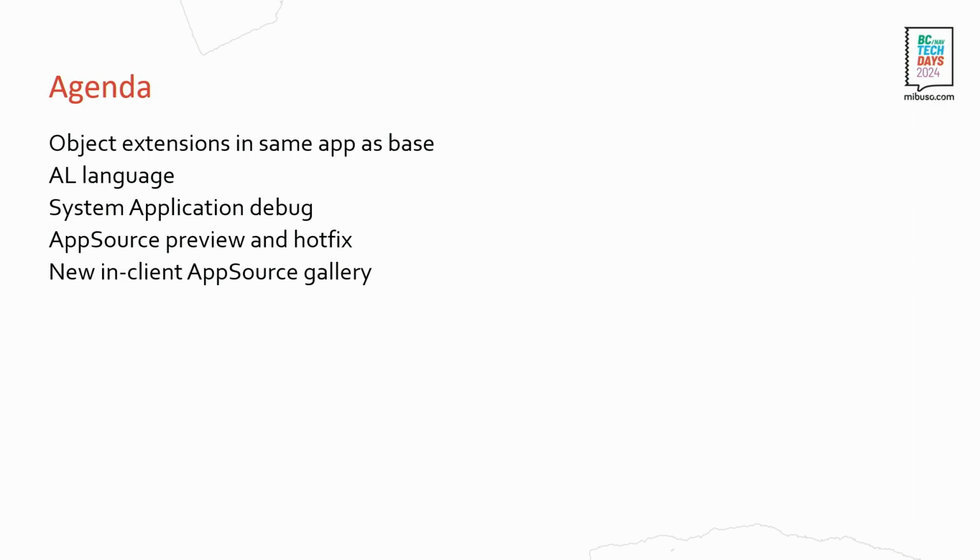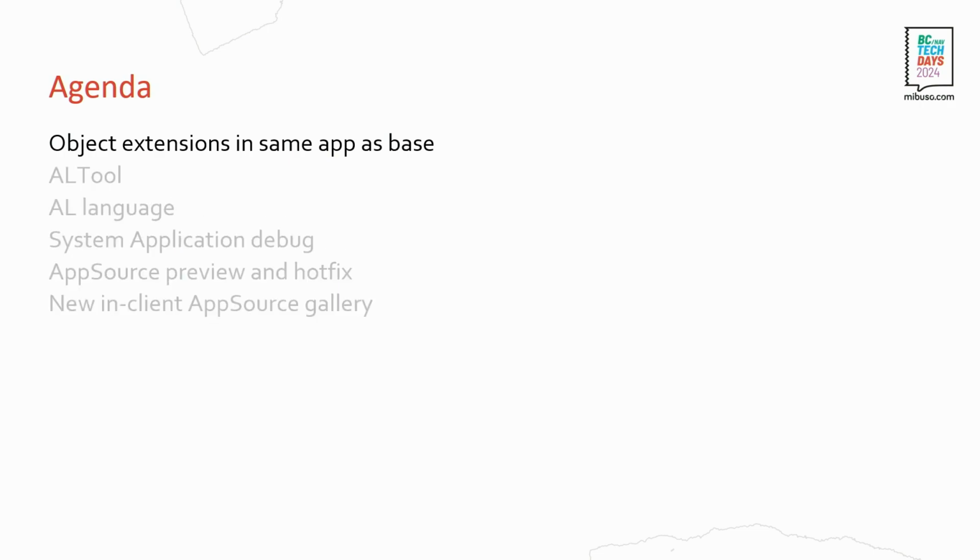Anyway, on the agenda today, we're going to talk about additions to the language. We have the ability to have object extensions in the same app as the base object. We also have a number of improvements to the language itself. I'm going to talk about system application debug, some app source functionality, as well as some additional features from the previous release. But let's start with you.